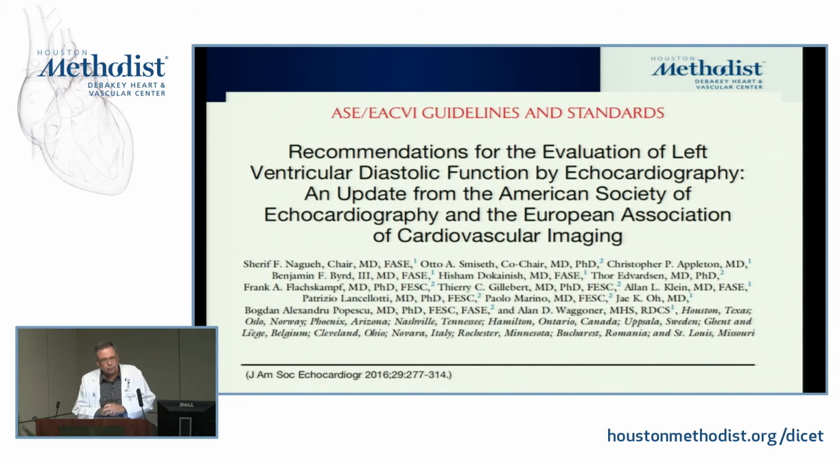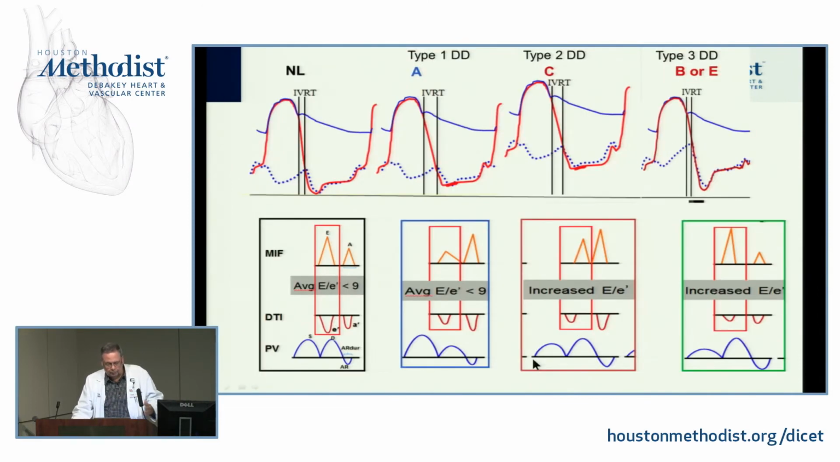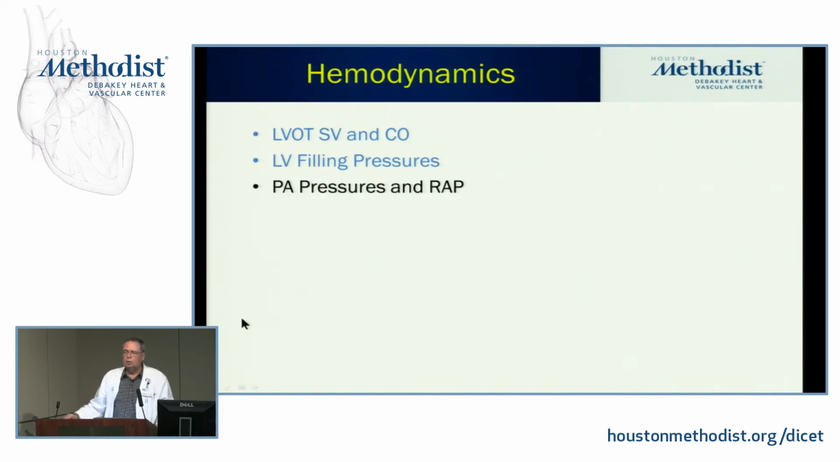Dr. Naga is going to give a whole talk on this. Basically, simple concepts: we go from normal to impaired relaxation to two types of elevations of filling pressures, one where you have a lot of restrictive filling with a big V wave, and one where everything gets pulled up. And they have their own patterns of transmitral velocity, changes in the E prime, and left atrial pressure. I don't want to steal the thunder from Dr. Naga, so he'll spend more time on that.